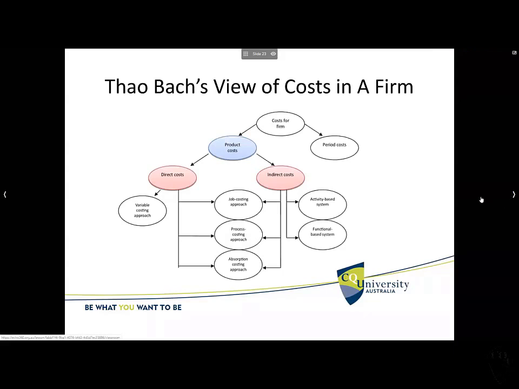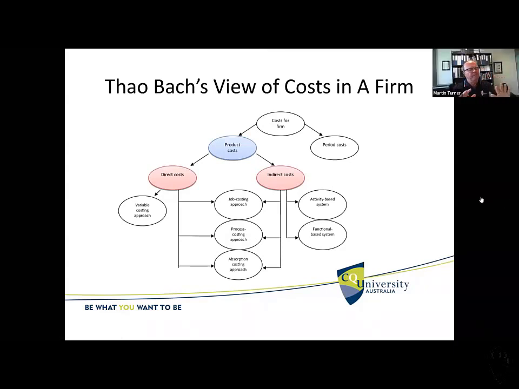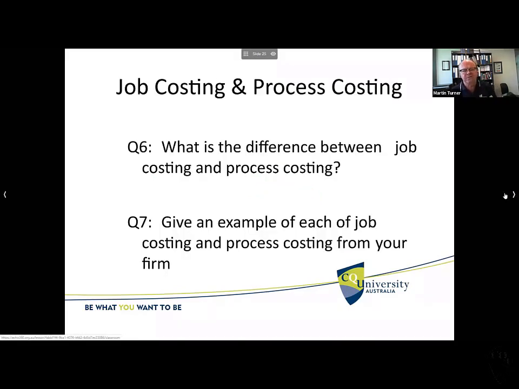So Thao Bach saw the cost of the firm could be broken into period and product costs. Product costs can be broken into direct and indirect costs. Then she thought, well, let's look at job costing and process costing approaches. These are both related to direct and indirect costs. What is the difference between job costing and process costing? And give an example of job costing and process costing from your firm.